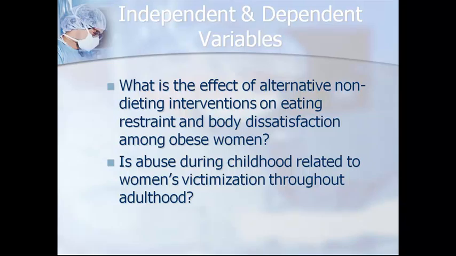Do you see how the eating restraint and body dissatisfaction is dependent on the alternative interventions that would be done? The next one: is abuse during childhood related to women's victimization throughout adulthood? So the dependent variable is childhood abuse, and the independent variable is women's victimization. The childhood abuse is dependent on women's victimization. Do you see how that's going?